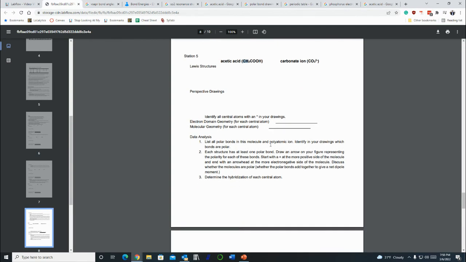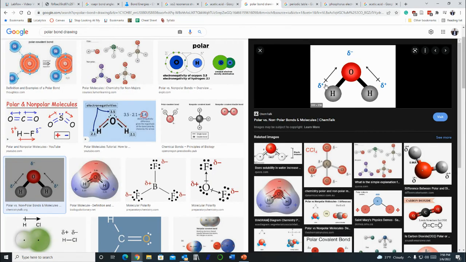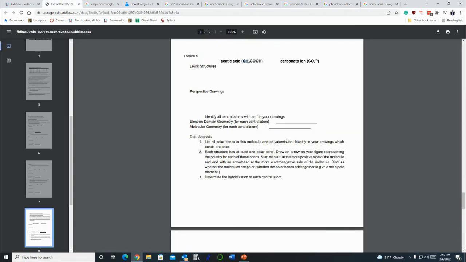Then you need to list all the polar bonds in these molecules. You draw polar bonds like this, where the positive side has this little plus sign at the end. You have a plus for positive, and you draw the arrow pointing towards the region that has more negativity. So on water, you would draw one here and draw one here because the oxygen hydrogen bonds are polar, and the oxygen is what is pulling in the negative charge. So identify the polarity and then draw the arrows like that, and that's how you do questions 1 and 2.